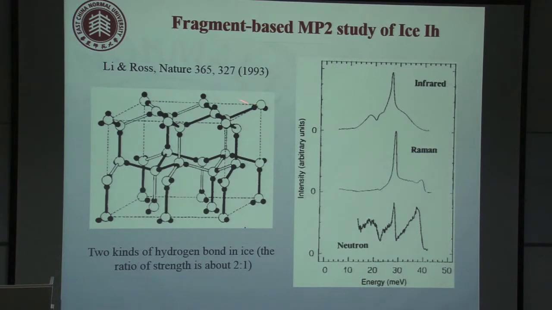So in 1993, Li and Ross published a very nice paper. They observed two strong peaks in the translational region of ice Ih. They also did a theoretical simulation, and they found they had to impose a hypothesis: there are two kinds of hydrogen bonds in ice, and the ratio of strength is about 2:1. This shows a strong hydrogen bond, and this shows a weak hydrogen bond. This picture has been in debate for many years.